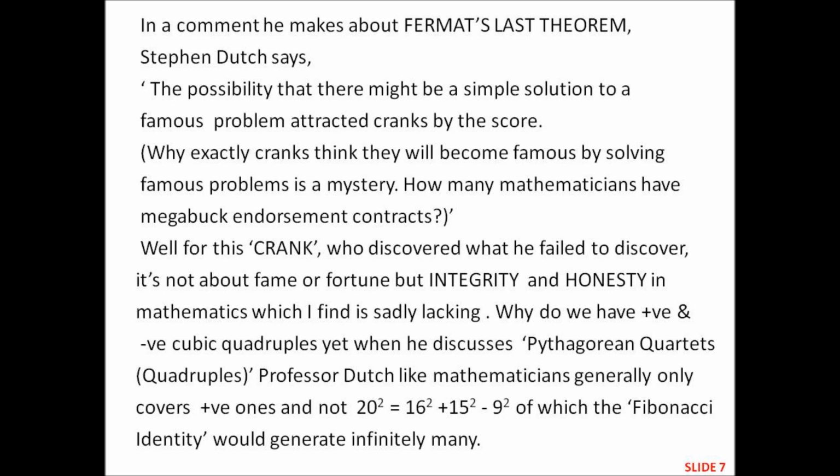Why do we have positive and negative cubic quadruples? Yet, when he discusses Pythagorean quartets, that is quadruples, Professor Dutch, like mathematicians generally, only covers positive ones, and not 20 squared equals 16 squared plus 15 squared minus 9 squared, of which the Fibonacci identity would generate infinitely many.